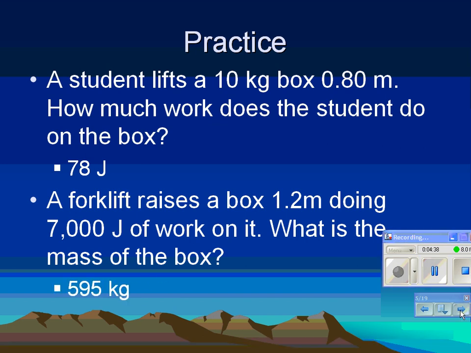I got 595. Okay. So yeah, if you take the work divided by the distance, that will tell you the force, which in this case would be the weight of the box. That's not the mass. You take that weight, divide it by 9.8 or 10, and that'll give you the mass. 595 kilograms. Okay? That's a comma. Exactly. Okay? Excellent.